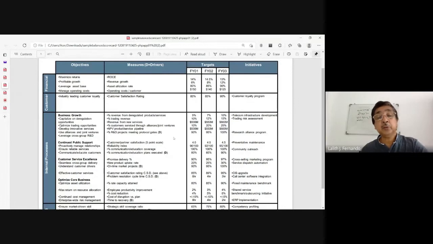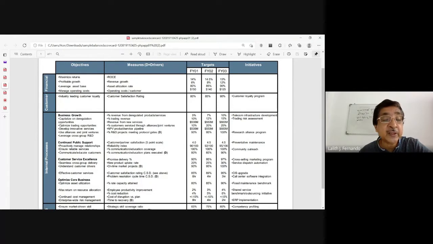Now we can take a real life organization, an organization in reality, and see whether we can get these indicators by looking at the financial statements of those organizations or their annual reports or whatever it is. So that is what we can do as an exercise. Then when you say continued public support, there also you can see what are the things given.